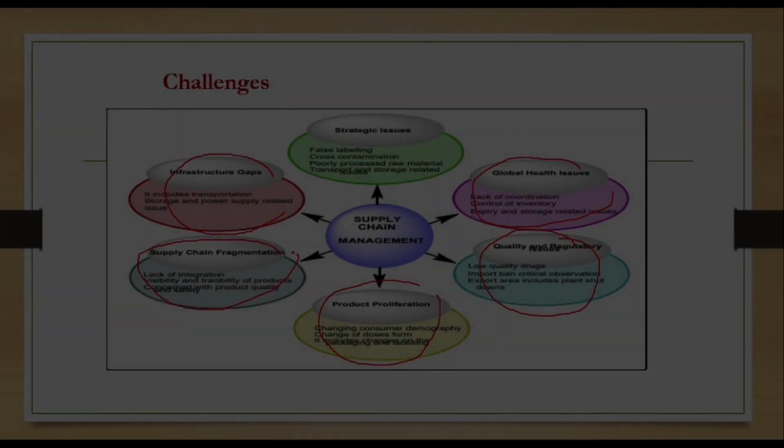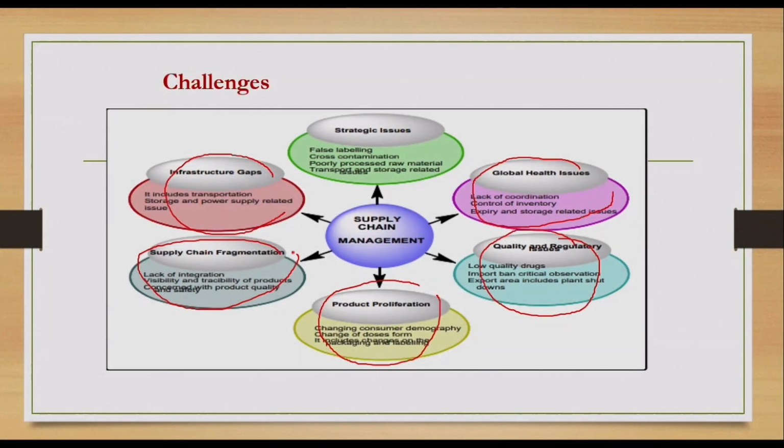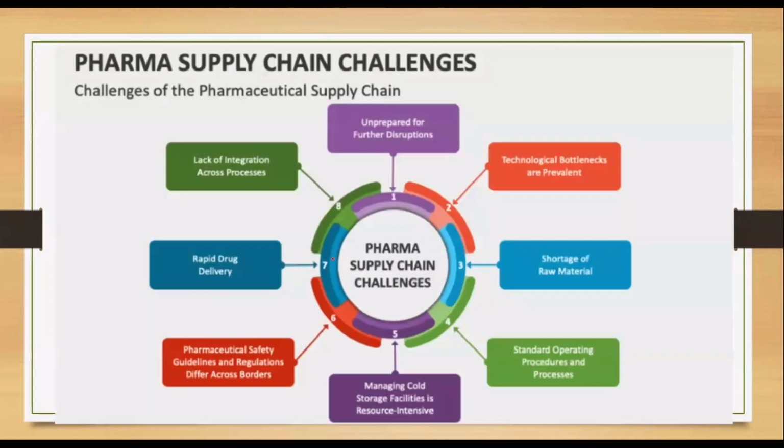So different people will have different kinds of consortiums, and they play against each other and are not cooperating. When sharing of information is not there, caring is not possible. That's why this fragmentation is also leading to some kind of issue in the pharmaceutical supply chain. So that's why you can see the challenges: unprepared.